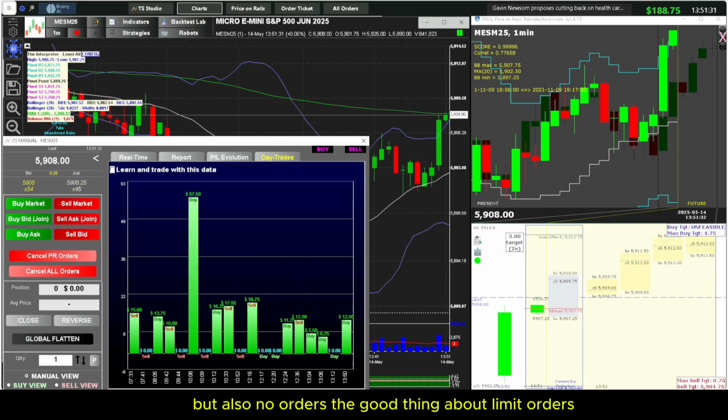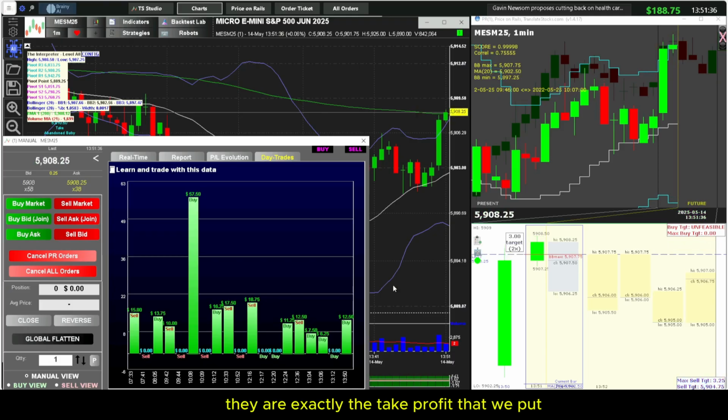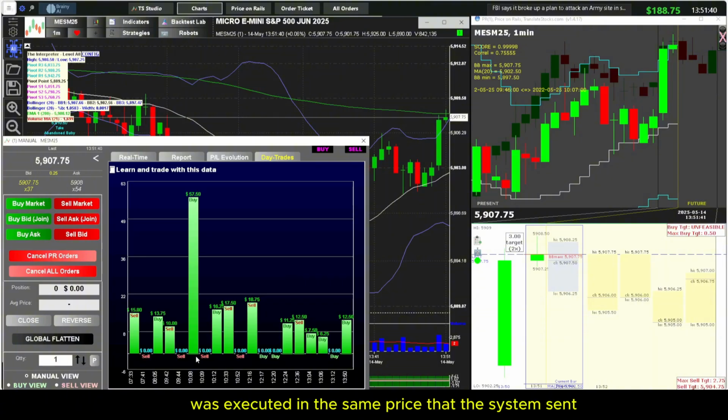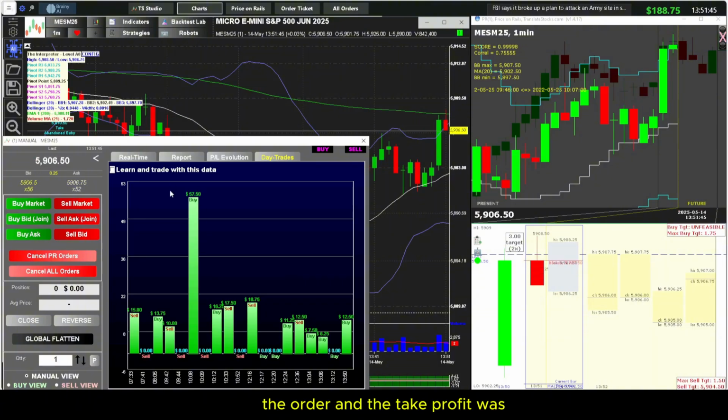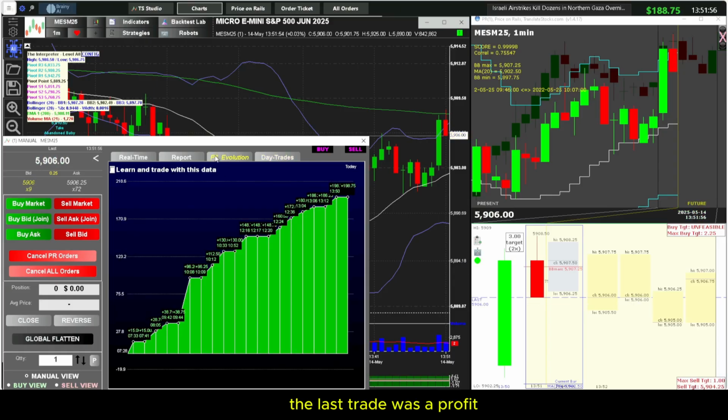The good thing about limit orders is that we don't pay slippage. All the profits that we have are exactly the take profit that we put. The entry was executed at the same price that the system sent the order, and the take profit was also executed at the same price that we have as the target. The last trade was profit.